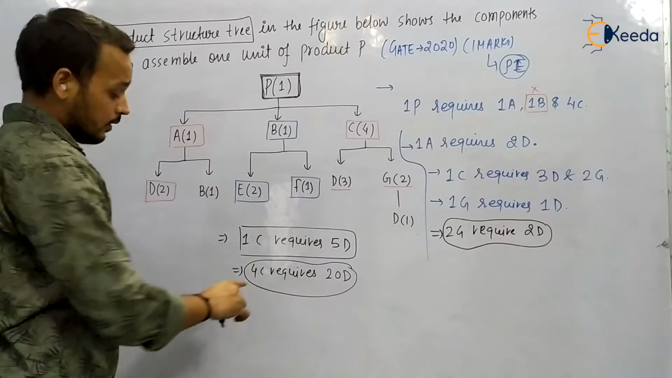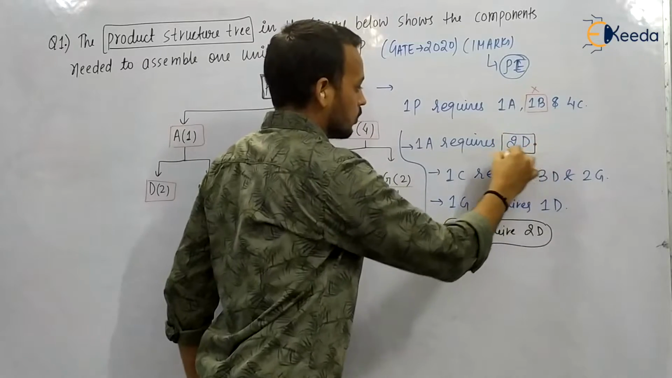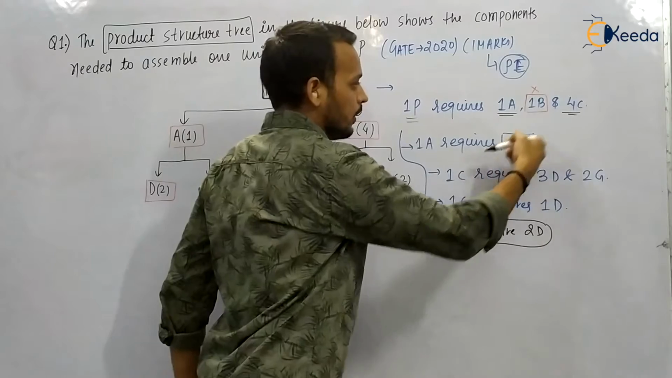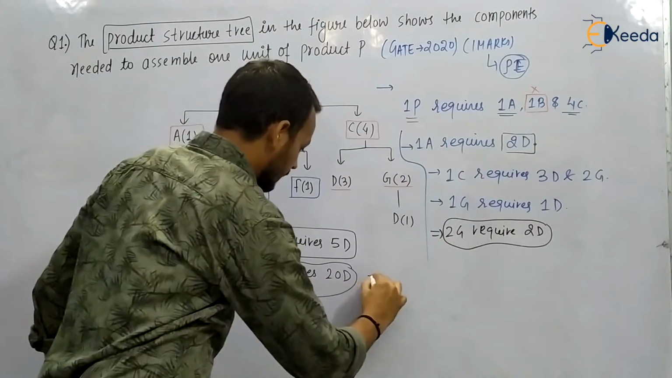4C will require 20D and 1A requires 2D. So we can say 1P will require 1A plus 4C. 1A requires 2D and 4C requires 20D. So 1P will require how many D? 22D.